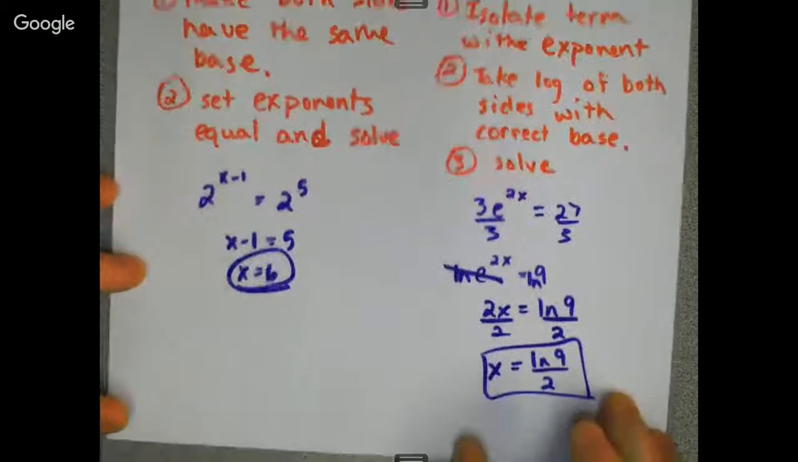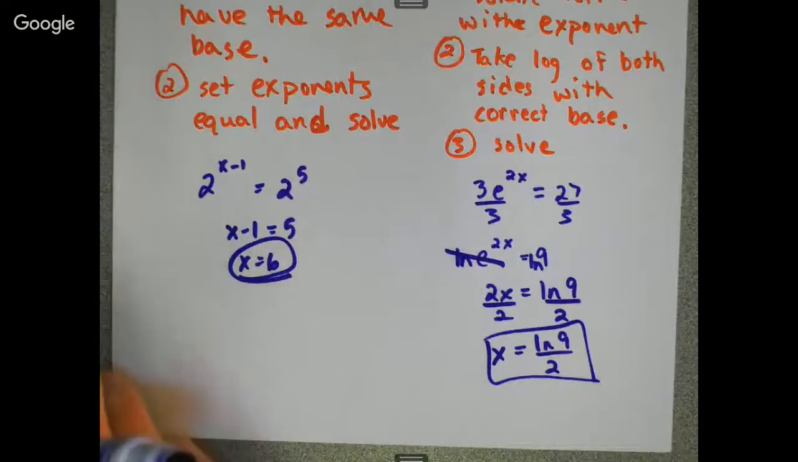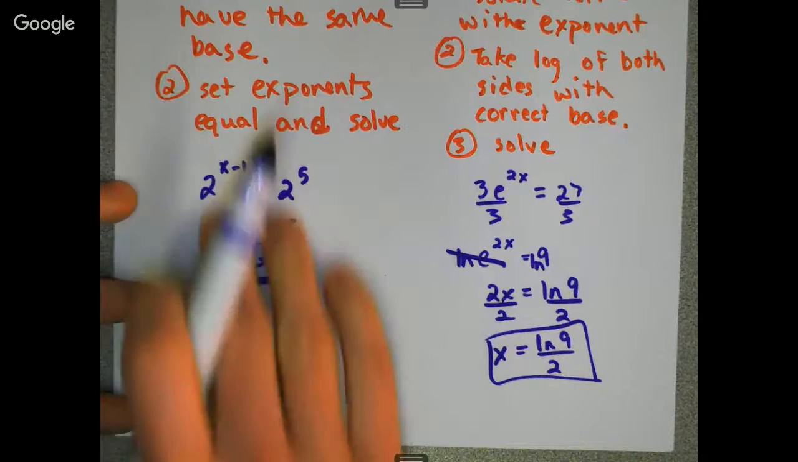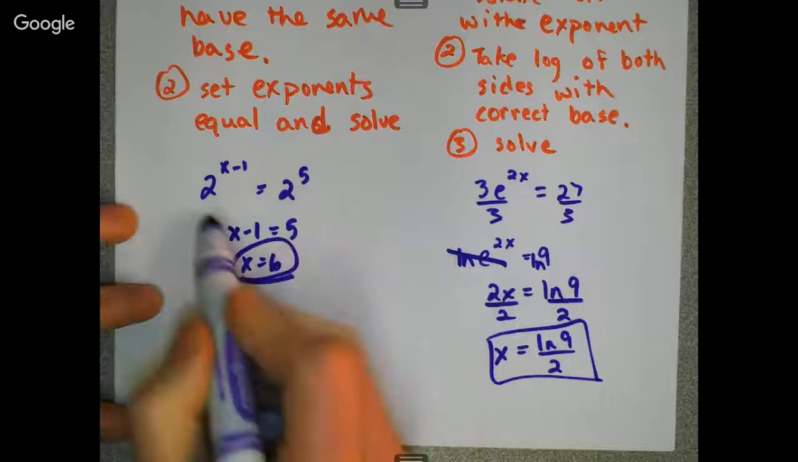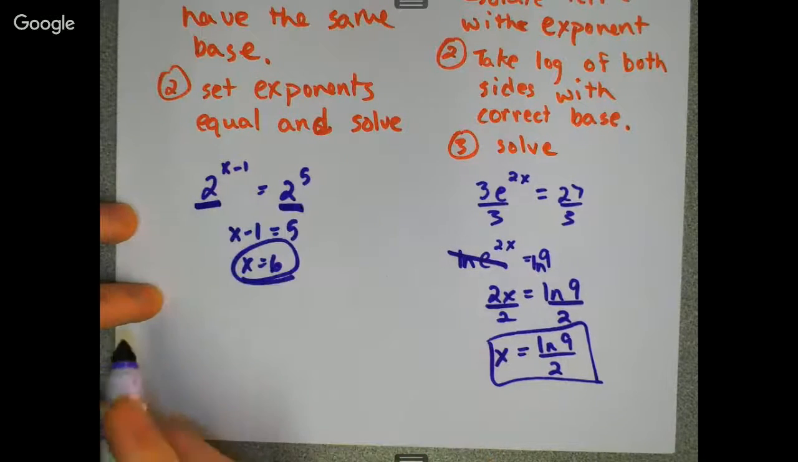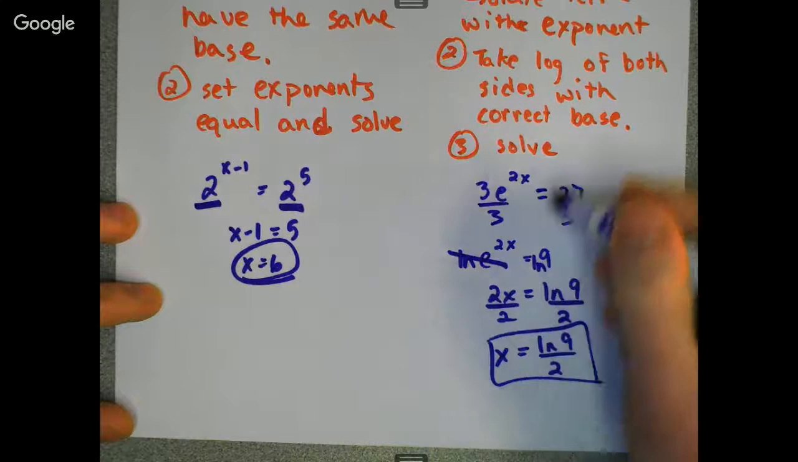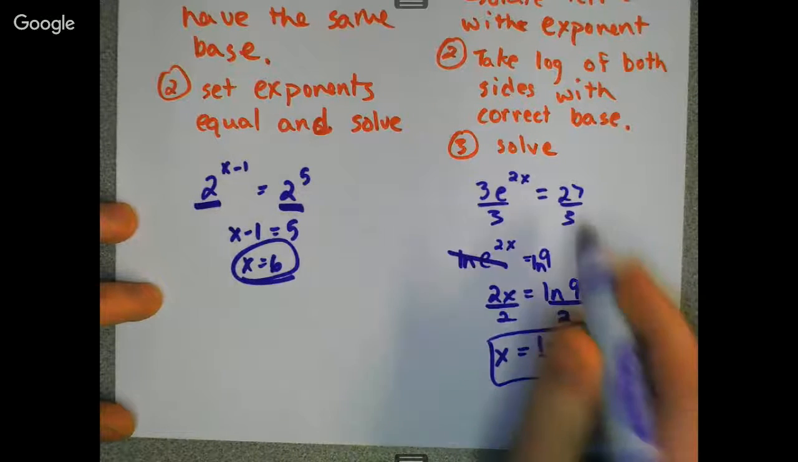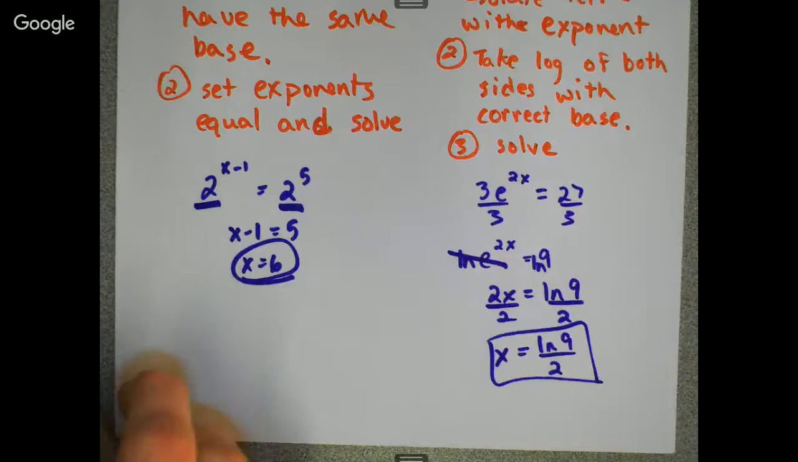Kind of ran out of paper there. So we can solve it that way. Either the simple version, you're trying to make the base the same on both sides. And with the complicated, you're just trying to isolate that single term.